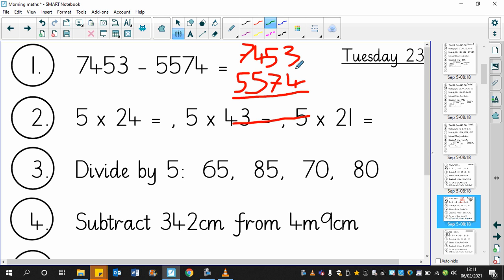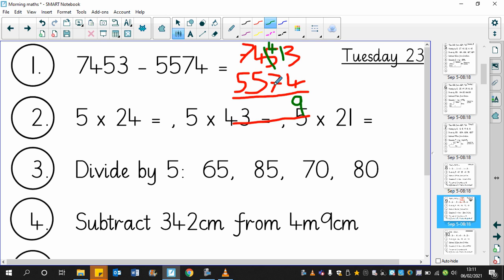Well, 3 take away 4 we cannot do, so therefore we have to exchange. So the 5 becomes a 4 and 3 becomes 13. 13 take away 4 is 9. Okay, onto the tens column.